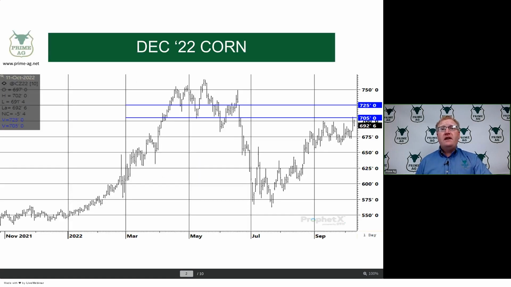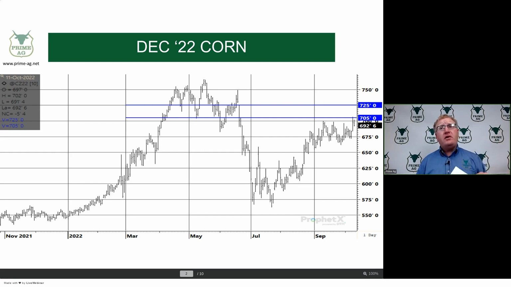The first one right now is a December corn chart, and we put in yesterday's report: look at selling some at 705 and some at 725. Those are the blue lines up above. If we happen to get above 725, our next target is going to be the 745 to 750 area. With the volatility, we think it's important to have some open orders in place in case we get some spikes with this report.